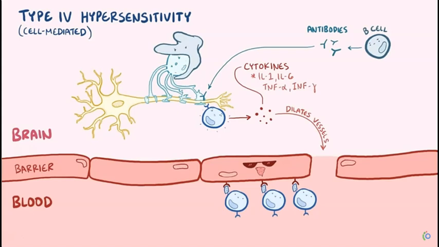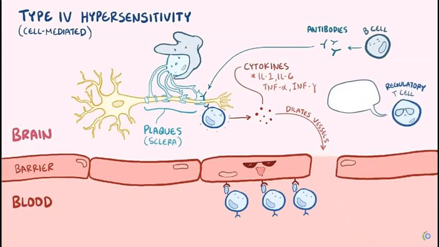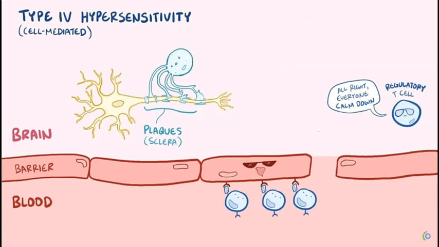Without oligodendrocytes, there's no myelin to cover the neurons, and this leaves behind areas of scar tissue, also called plaques or sclera. In multiple sclerosis, these immune attacks typically happen in bouts. In other words, an autoimmune attack on the oligodendrocytes might happen, and then regulatory T cells will come in to inhibit or calm down the other immune cells, leading to a reduction in the inflammation.